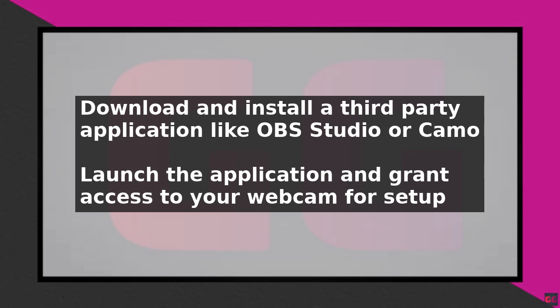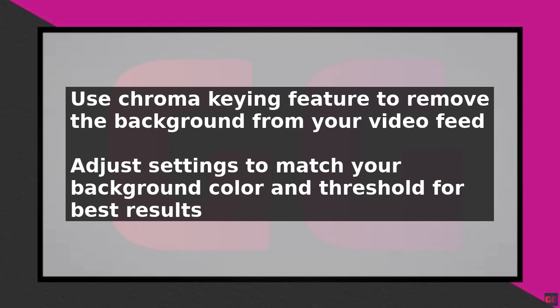In OBS Studio, right-click on the video capture device you just added. Then select Filters and add a chroma key filter. Adjust the settings to match your background, such as the color and threshold. You can also add a virtual background image or video by clicking on the plus sign in the Sources panel, then selecting Image or Video Capture Device.